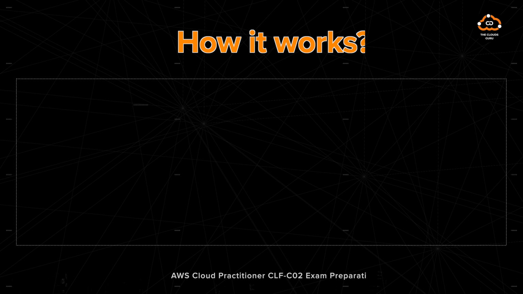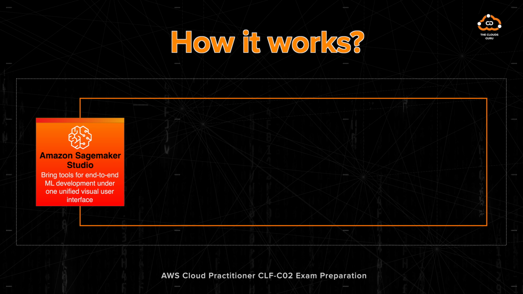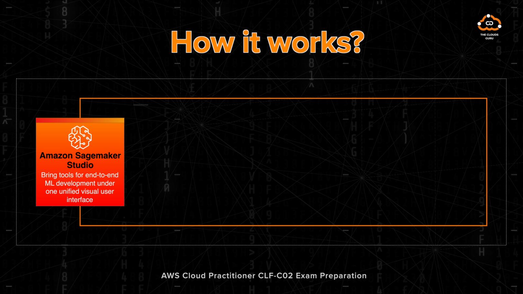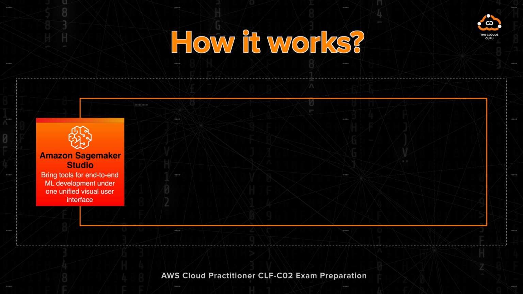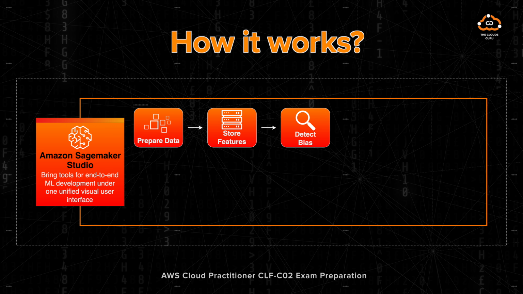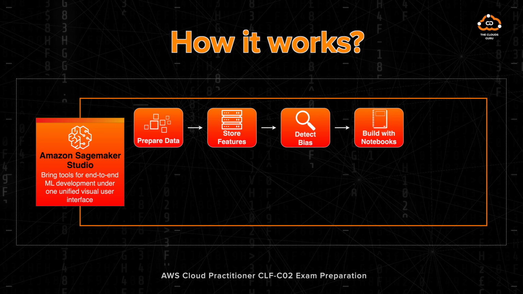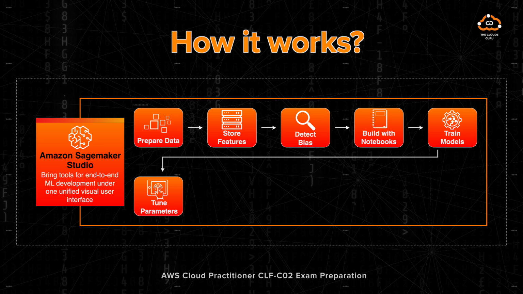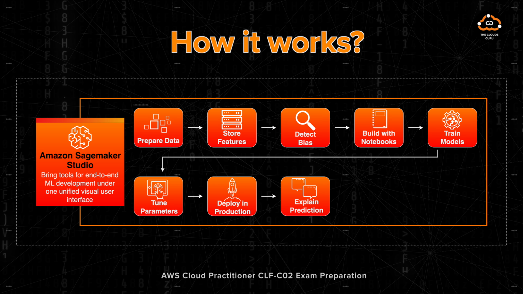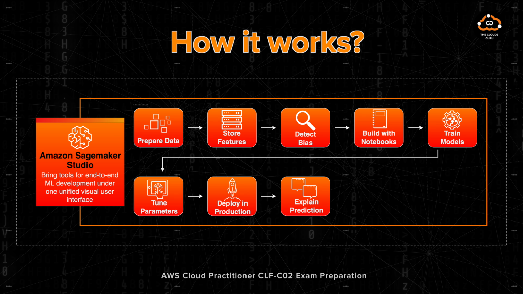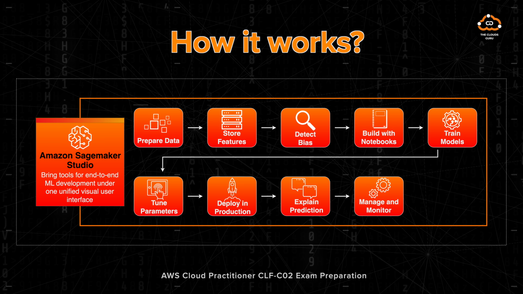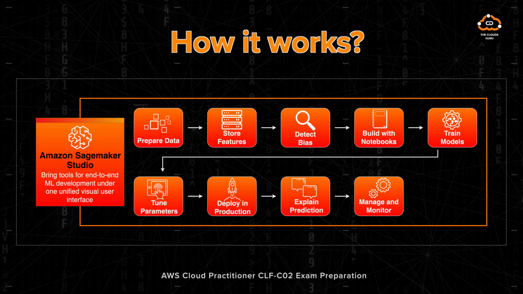How does Amazon SageMaker work? Amazon SageMaker Studio provides a unified visual interface for end-to-end machine learning, or ML, development. It begins by preparing data, storing features, and detecting bias. Developers utilize notebooks for model building, training, and parameter tuning. Deployment in production is streamlined, and post-deployment, predictions can be explained. The platform also facilitates efficient management and monitoring of the entire ML lifecycle, ensuring a comprehensive and user-friendly experience for ML development and deployment.